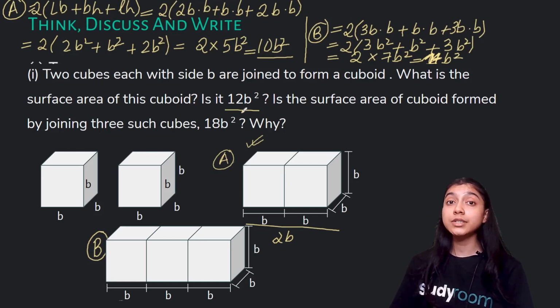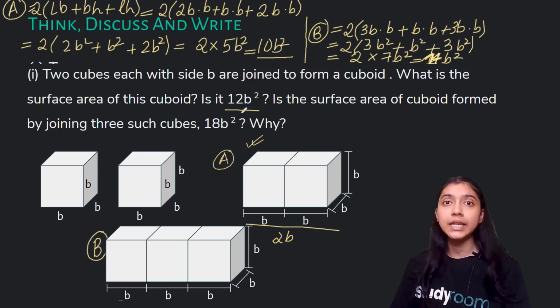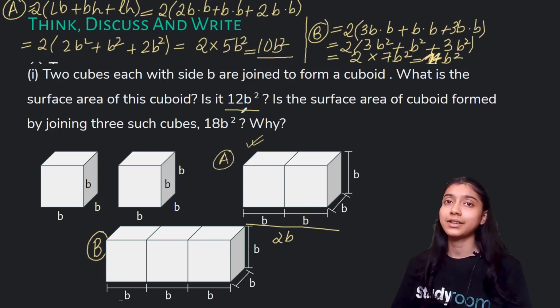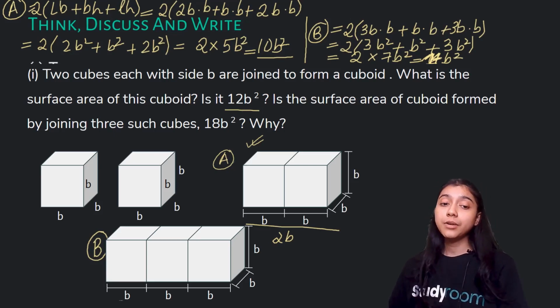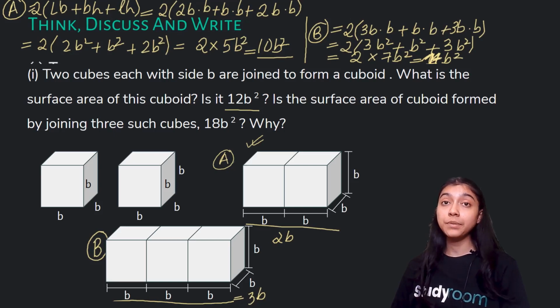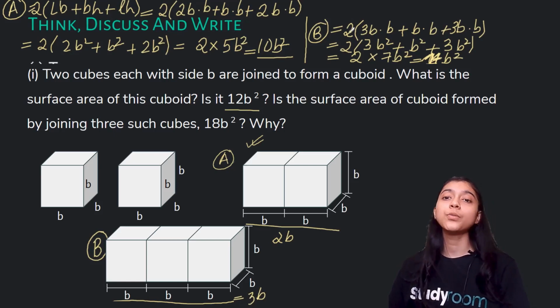In order to calculate the total surface area of a cuboid, the formula will again be the same, that is 2 times length breadth plus breadth height plus length height. But over here, the length of this cuboid will be equal to b plus b plus b, that is equal to 3 times b. The breadth will also be b and the height will also be b. So I'll put these values in the formula of the total surface area of the cuboid.